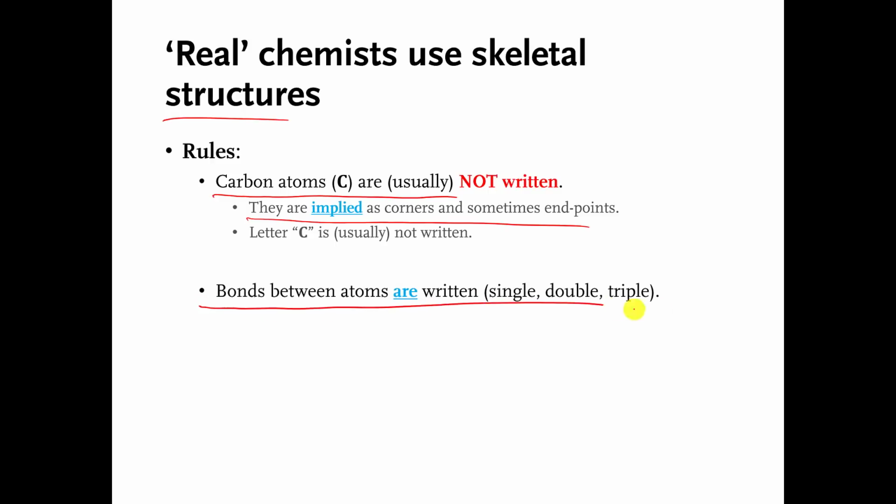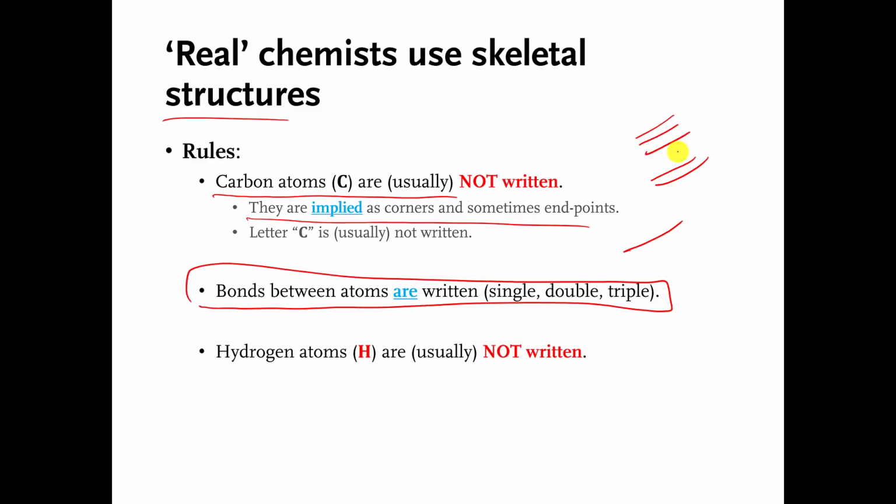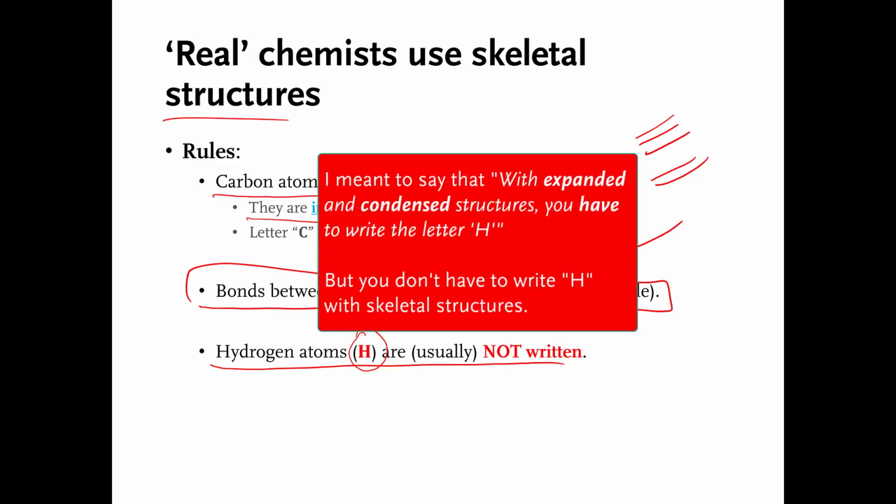You do write all of the bonds in your molecule. If there's a single covalent bond, you write one line. If there's a double covalent bond, you write two lines. If there's a triple covalent bond, you write three lines in parallel like that. Because organic molecules tend to have a lot of hydrogen atoms, with a lot of ways of writing these things, you write the letter H. With skeletal structures, you almost never write the letter H either. So you're almost never writing the letter C, you're almost never writing the letter H.